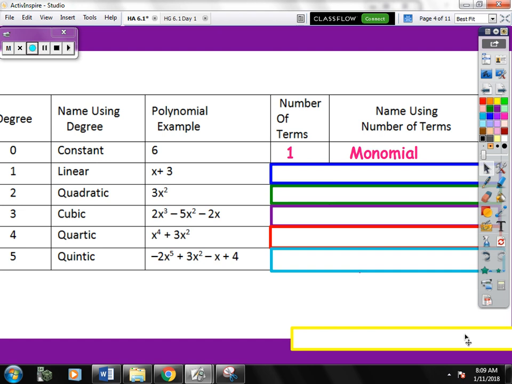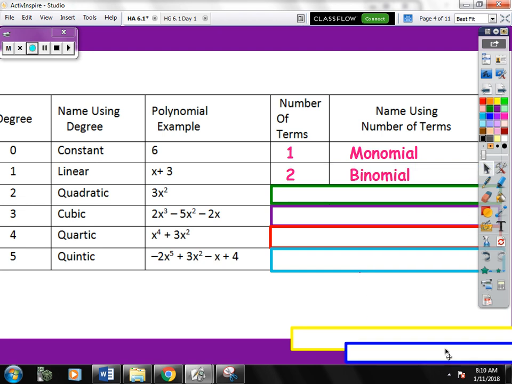The next one, if the degree is 1, it's linear. For example, x plus 3. This one has 2 terms. Who remembers what 2-termed polynomials are called? Yep. A binomial. Very good. And this is just an example. Like you could have a linear monomial as well, like just 2x. But this is just one example.